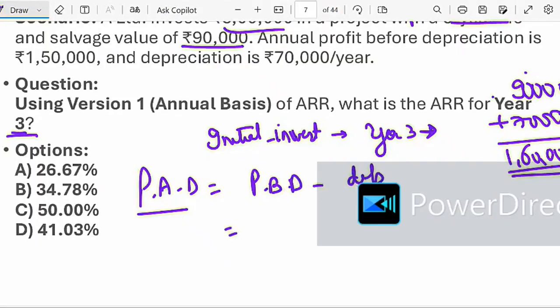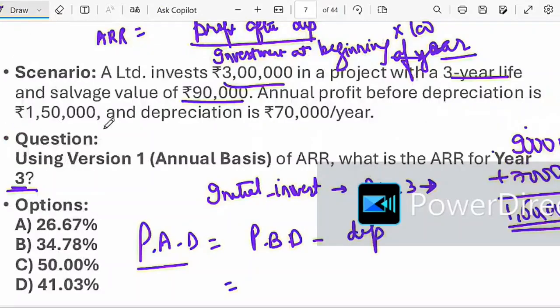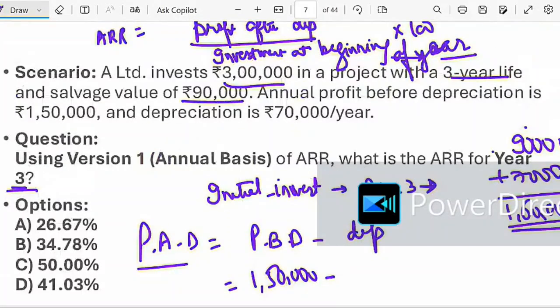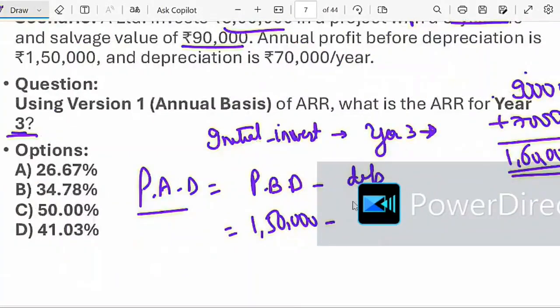And what is the profit before depreciation? You can see 1,50,000. And what is depreciation? 70,000, right? So just subtract 70,000 from 1,50,000. How much is the profit after depreciation? It is 80,000, right? So we have profit after depreciation and we have initial investment at the beginning of year 3. Okay, not clear. Okay, fine.